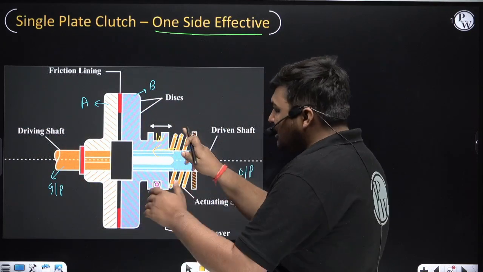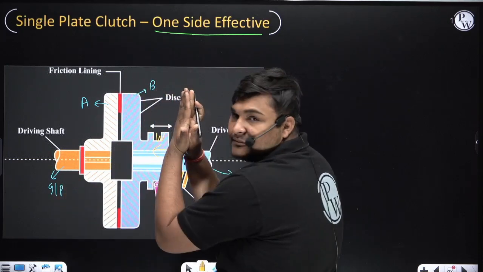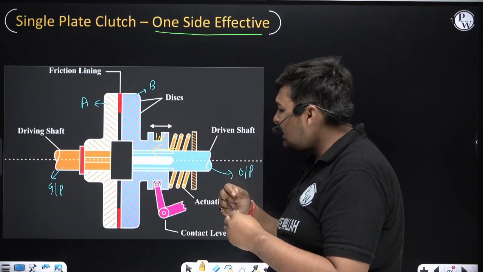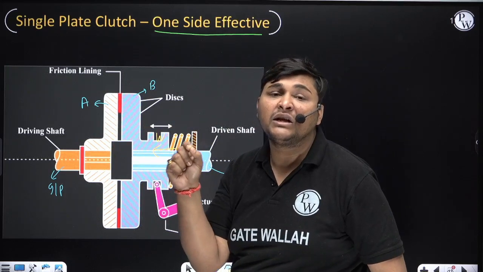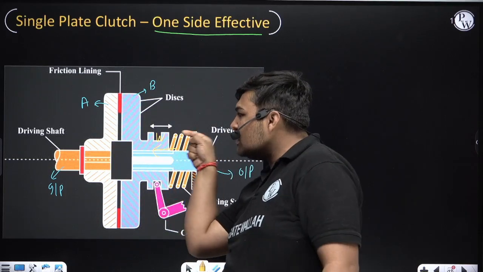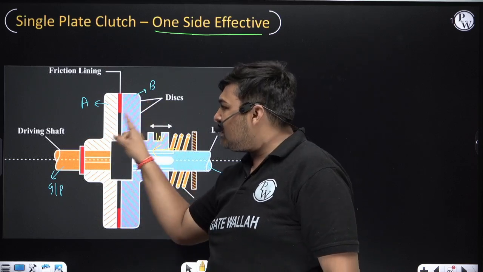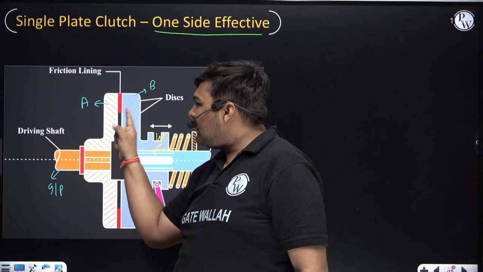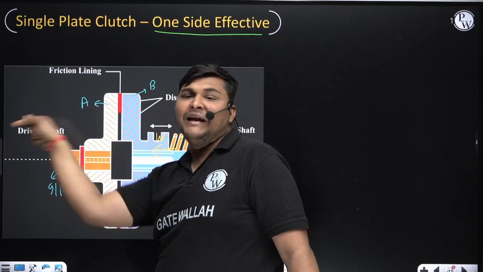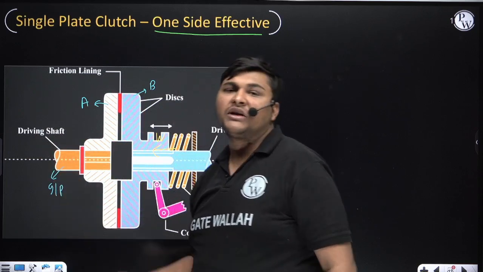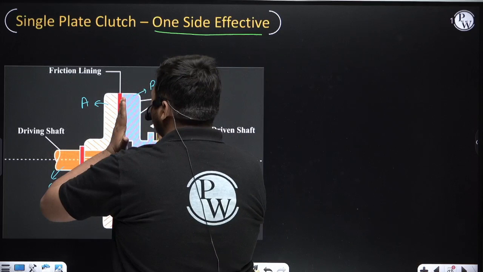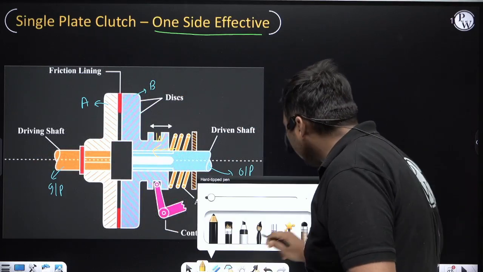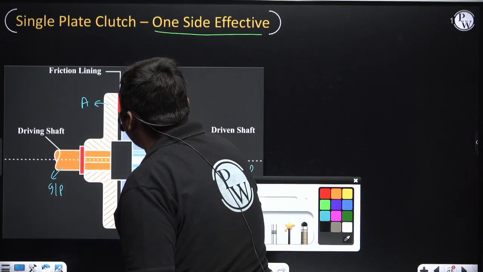So what will happen? Due to this force W, plate A and plate B will get engaged, and under this engagement, pressure will be created between the contacting surfaces. Why will pressure be created? Because A and B are engaged with each other forcefully. Why are they engaged forcefully? Because W is trying to move plate B in this direction, and ultimately plate B is trying to move plate A in this direction, but plate A cannot move because the driving shaft is not a splined shaft. So due to W, pressure is created between A and B, because A and B are engaged forcefully, and this pressure is created in the contacting surface between A and B, where A and B make contact with each other.